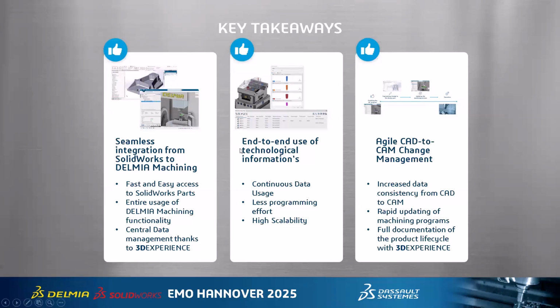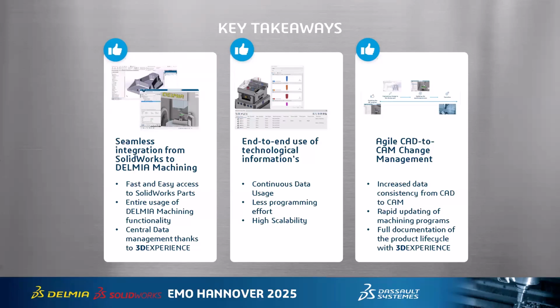The second point is the end-to-end usage of the technological information. You have continuous data usage, for example, for automation, and with that, you have less programming effort and high scalability of these machining cell know-how. And at the end, you have the agile CAD-to-CAM management. We have increased data consistency from CAD-to-CAM with SolidWorks as well.